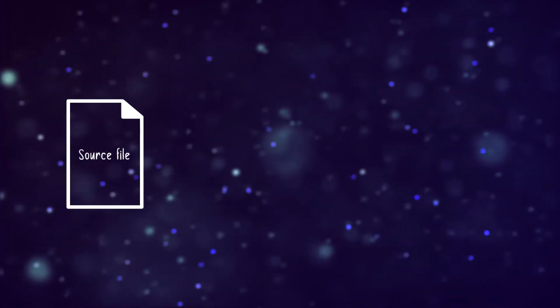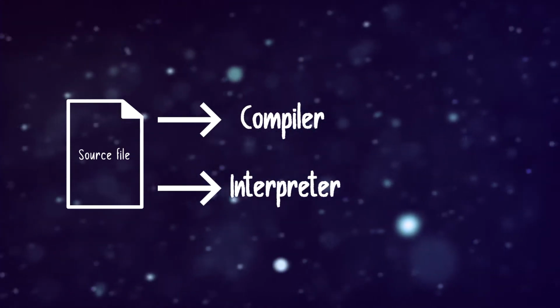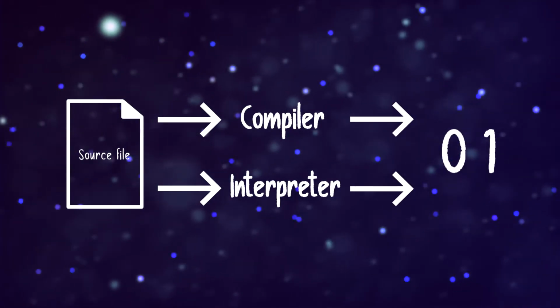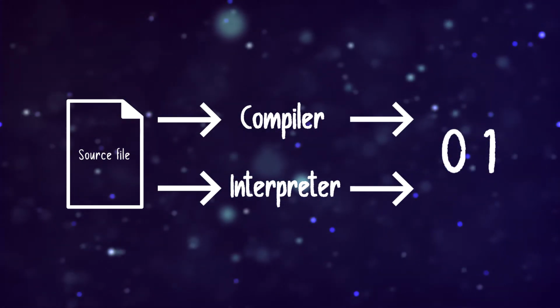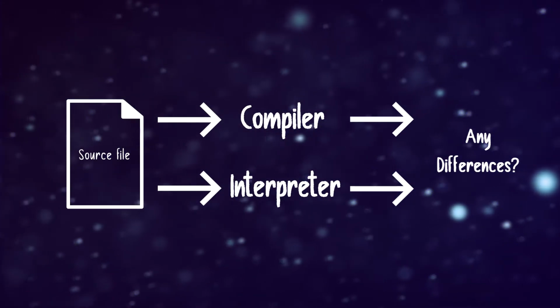But wait a moment, I said earlier that a computer can only understand zeros and ones, right? Then how does it run programs that are written with words? The truth is that everything we write in our program, the source file, is given to one of two possible programs: the compiler or the interpreter. These programs take the instructions we wrote in the source file and transform them into machine code.